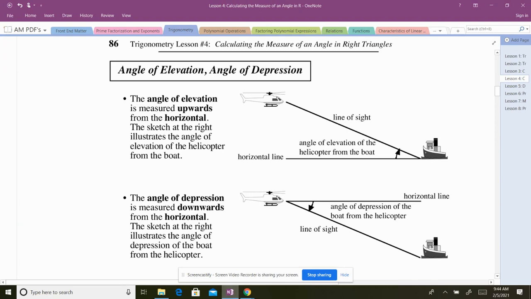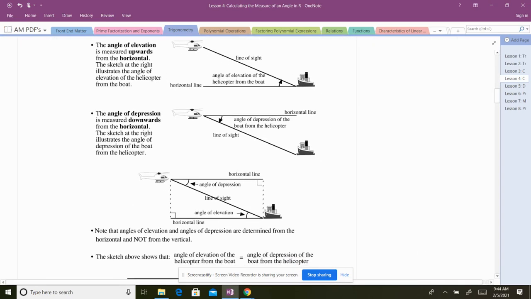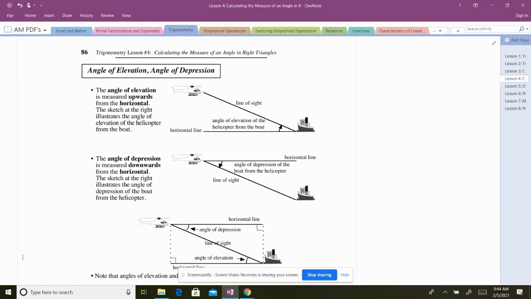All right, page 86. So, a couple of terms that you need to be aware of: angle of depression and angle of elevation. What does elevation mean? Basically, you're looking up, like you're elevating. Depression would be looking down.